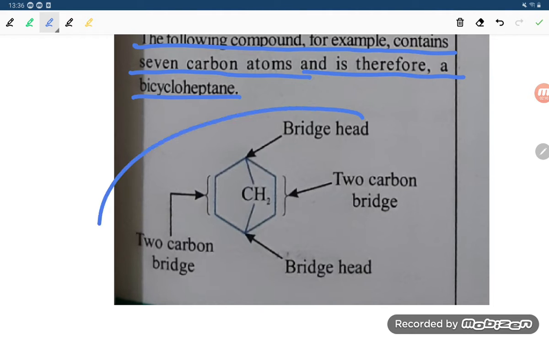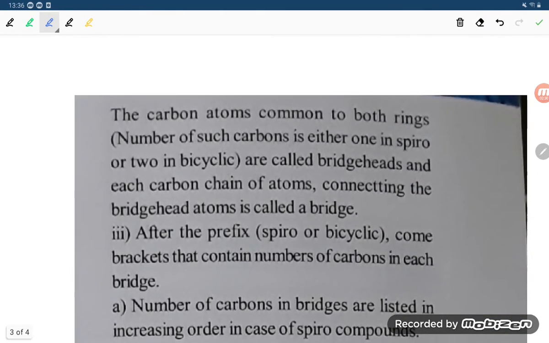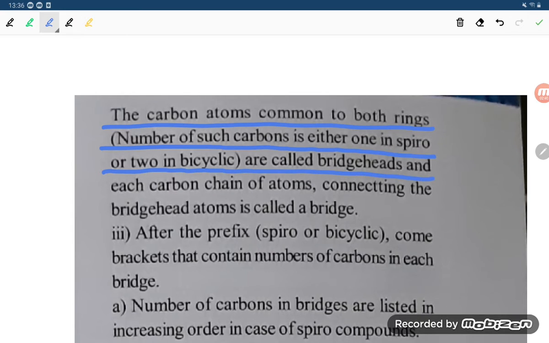You can see this compound, students. Here is one carbon. On the bridgehead there are two carbons. Two carbons in this ring, two carbons in this ring, and two bridgehead carbons. So you can see here the carbon atoms common to both rings, the number of such carbon atoms being either 1 in spiro or 2 in bicyclo, are called the bridgehead, and each carbon chain of atoms connecting the bridgehead atoms is called a bridge.